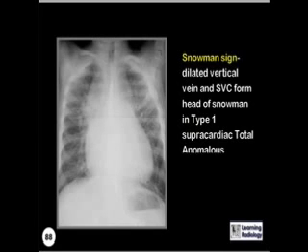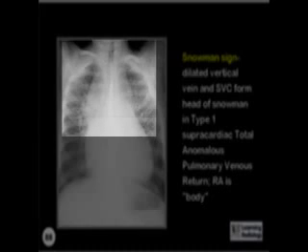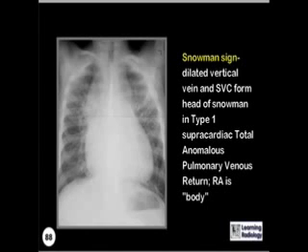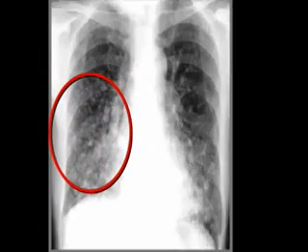This is the snowman sign, due to dilatation of the vertical vein and the superior vena cava, forming the head of the snowman in a type 1 supracardiac total anomalous pulmonary venous return. The right atrium composes a major portion of the body of the snowman. What appearance is depicted here?